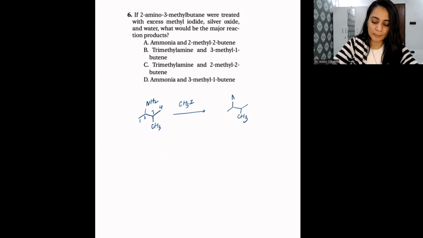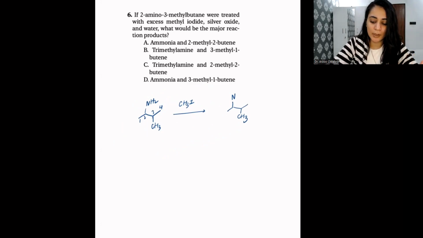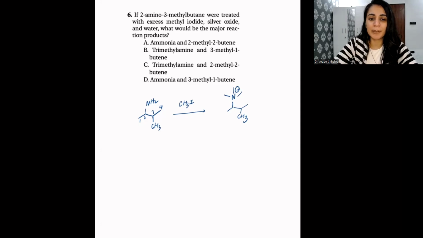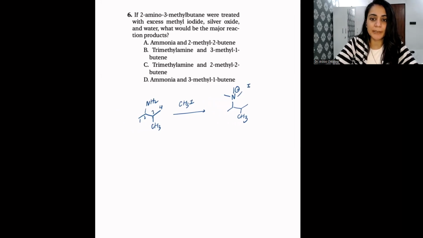So then we would actually form nitrogen, okay? And if you're doing the methylation, it's in excess. So we can do 1, 2, 3 methylation actually, because nitrogen has one lone pair, right? And it has 2 hydrogens. So we can replace those hydrogens with methyl and also carry out another methylation. So we can create a quaternary ammonium salt, right?